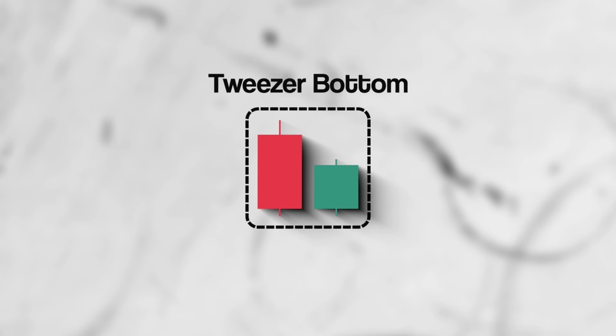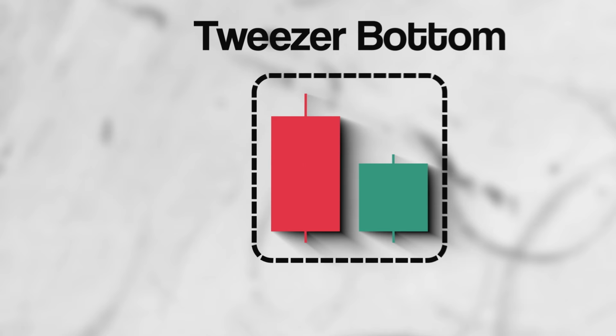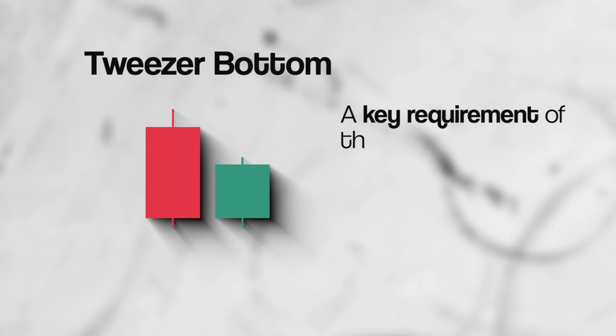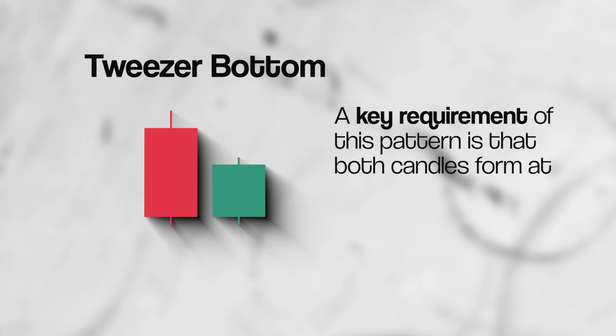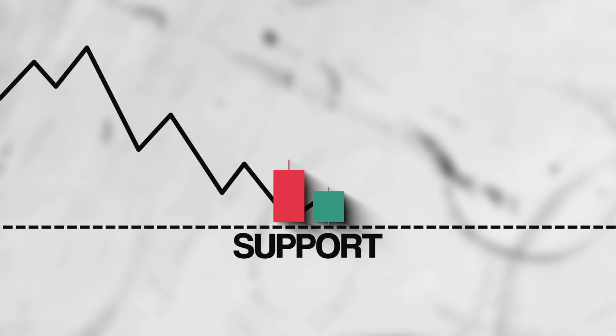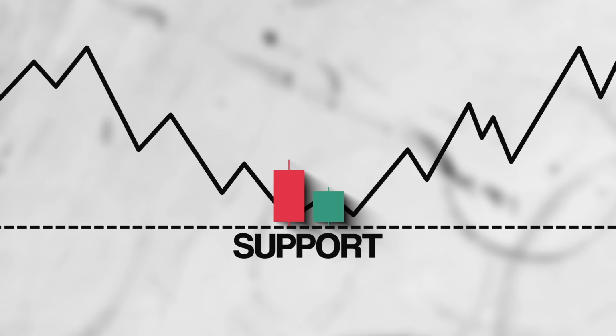The first pattern we're going to look at is the tweezer bottom pattern. This pattern consists of two large candles. The first one is bearish, and the second one is bullish. A key requirement of this pattern is that both candles form at the same low. Their lows must be equal. This pattern signals that during a downtrend, price has reached a strong support zone. Buyers step in at this level, which can lead to a potential trend reversal.